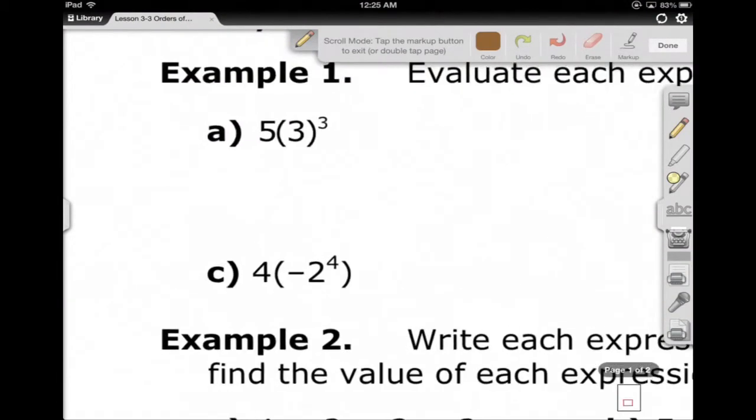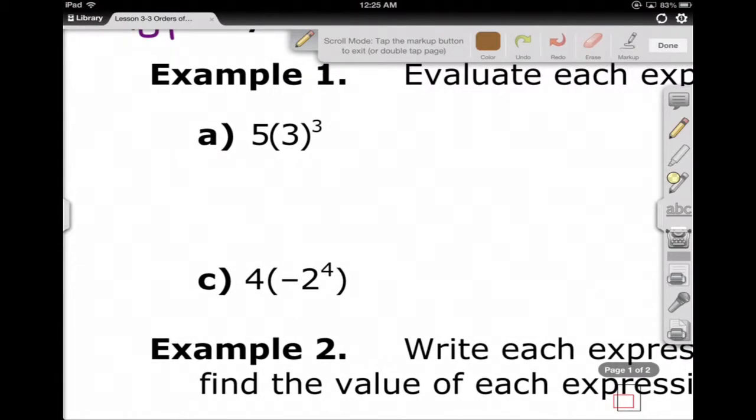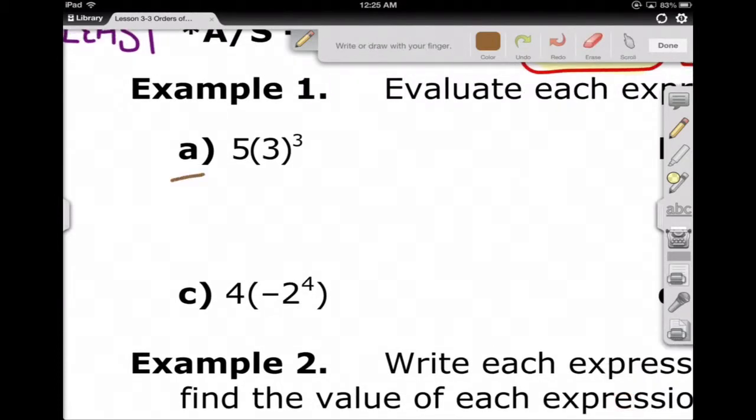When you look at this example, you'll see that the coefficient is often written in front of a number with parentheses. They're checking to see if you're aware of the Bedmas rules. This is 5 multiplied by 3 to the third power. This is 5 times 27. 3 times 3 is 9, times 3 is 27. I'll let you crank that out on a calculator, but that's the idea.